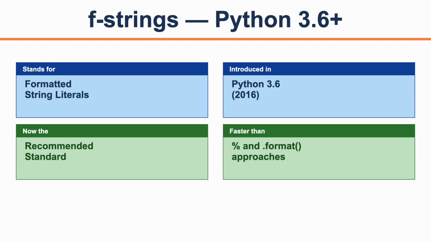F-strings were introduced in Python 3.6. The name stands for Formatted String Literals. They are now the recommended way to format strings in Python. Python processes them faster than both the percent operator and the format method.